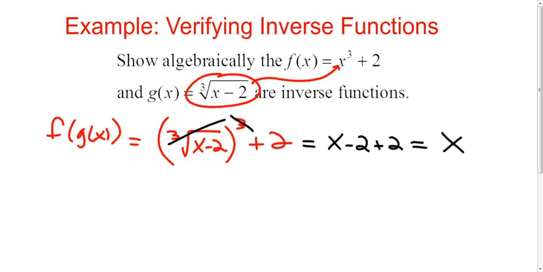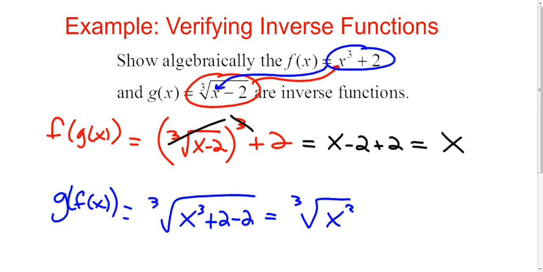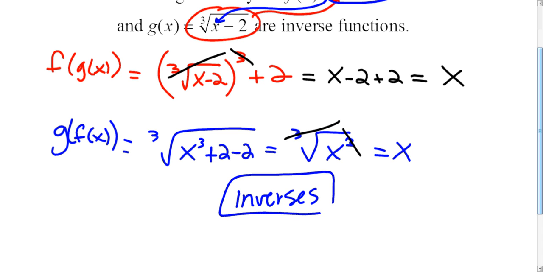Now I will test it the other way around, g of f of x. So now I'm going to take f and I'm going to put it in for g. So that means I have the cube root of x cubed plus 2 minus 2, which is the cube root of x cubed. And then, of course, these guys undo each other, and I just get x. So since both f of g of x and g of f of x equal x, they are inverses of each other. If they did not both equal x, they would not be inverses, okay? These do both equal x, so they are inverses.